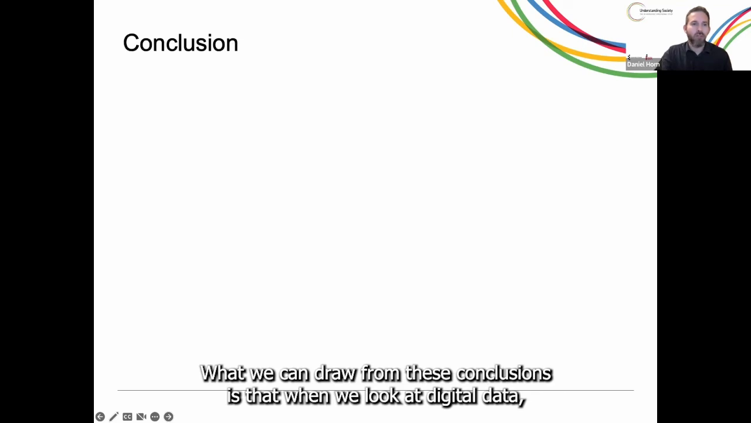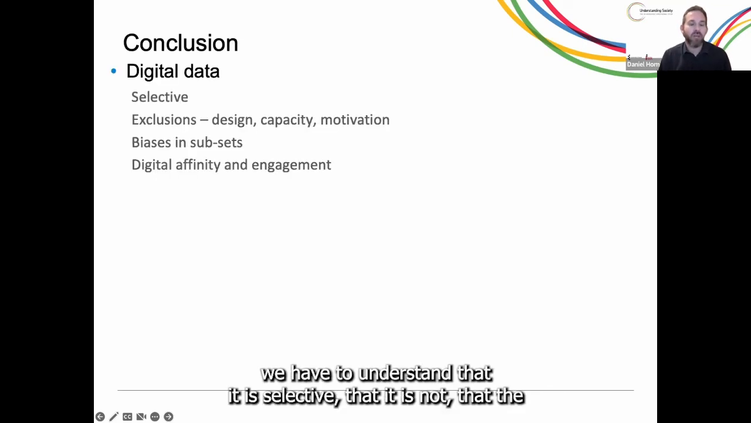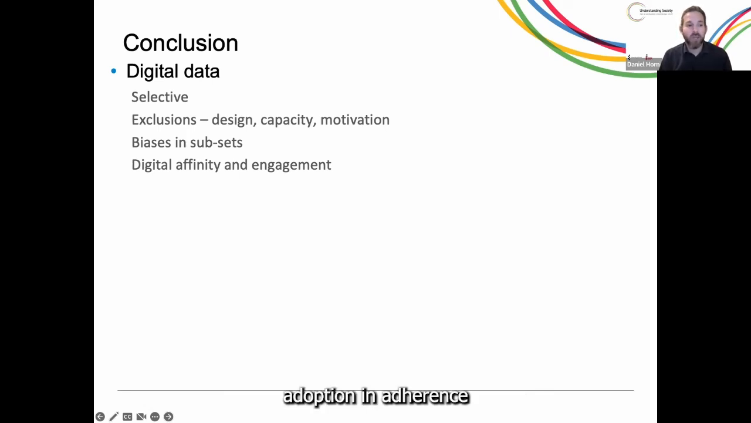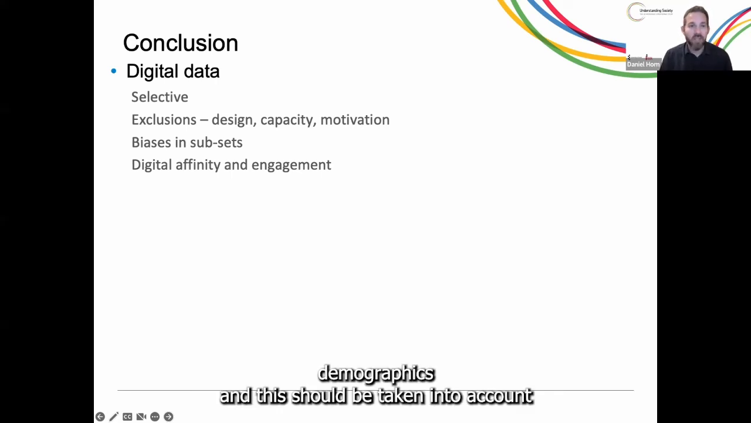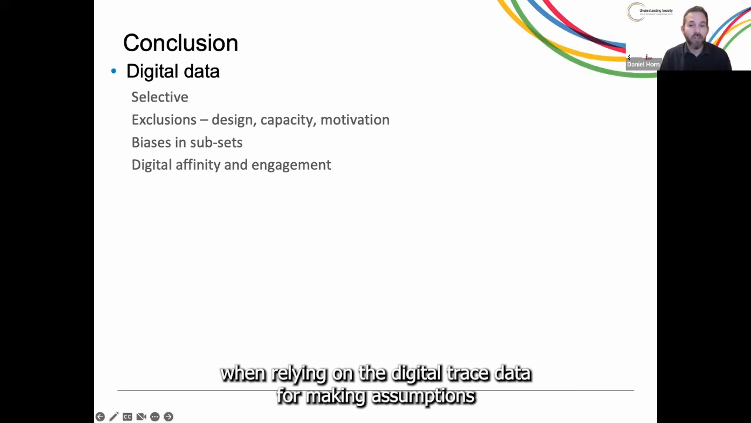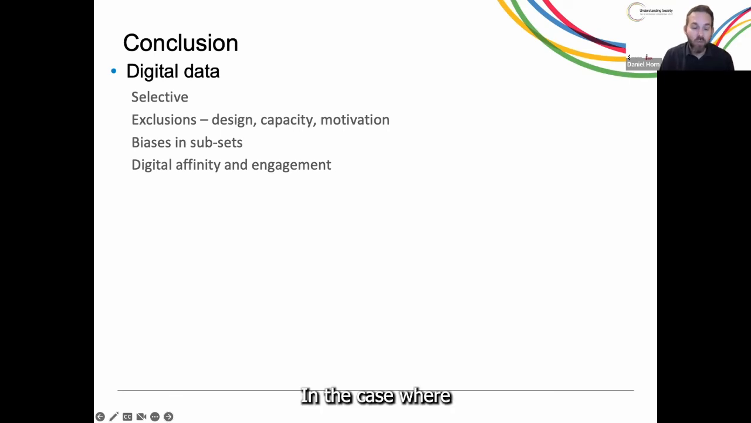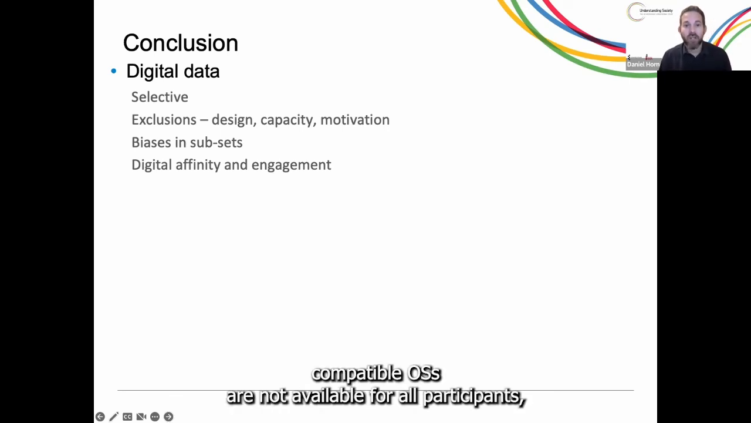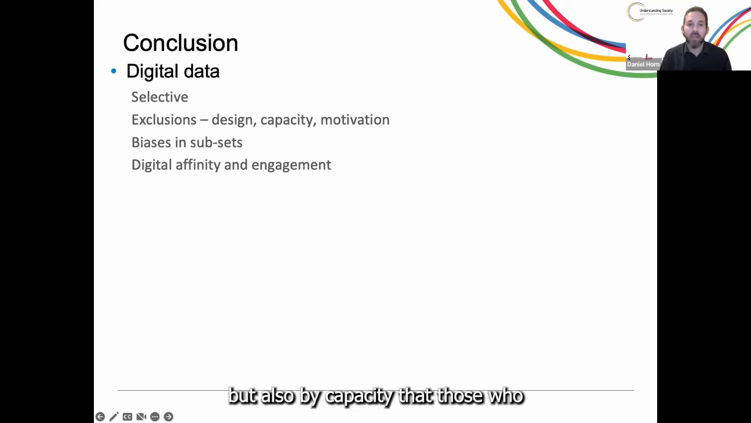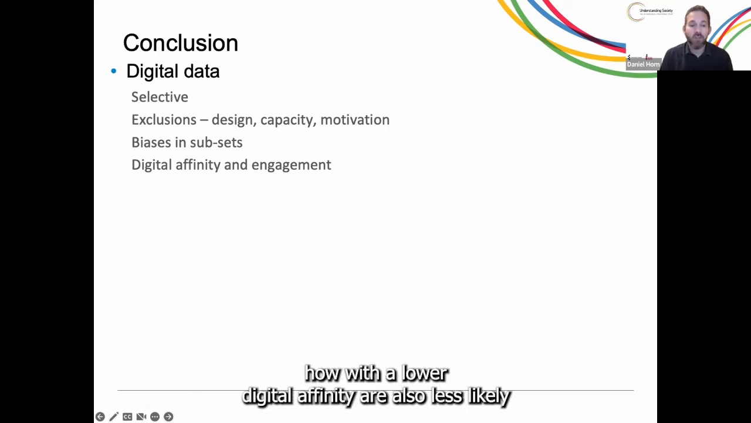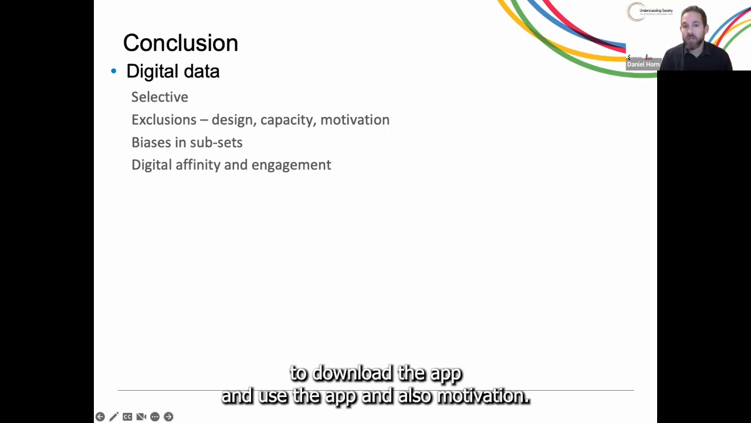What we can draw from these conclusions is that when we look at digital data, we have to understand that it is selective, that adoption and adherence is not uniform across demographics, and this should be taken into account when relying on digital trace data for making assumptions and analysis. These exclusions are often by design, in the case where compatible OSs are not available for all participants, but also by capacity, that those who lack the technical know-how, who have a lower digital affinity, are also less likely to download the app and use the app.